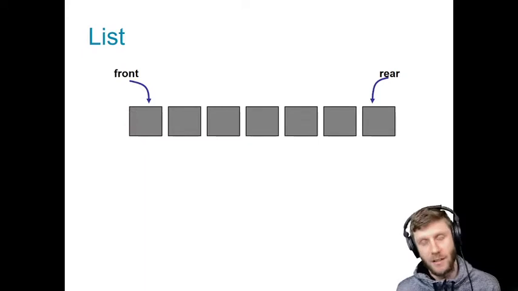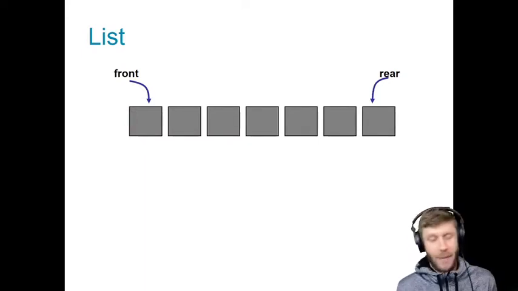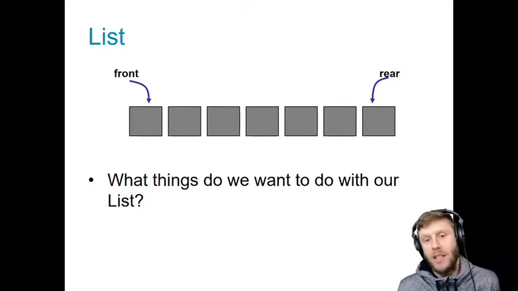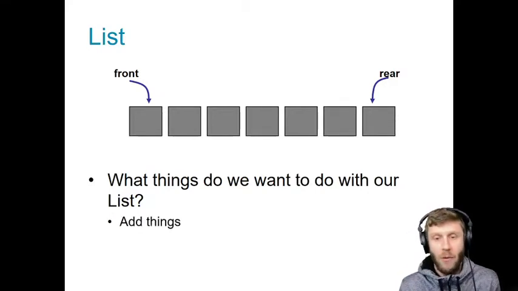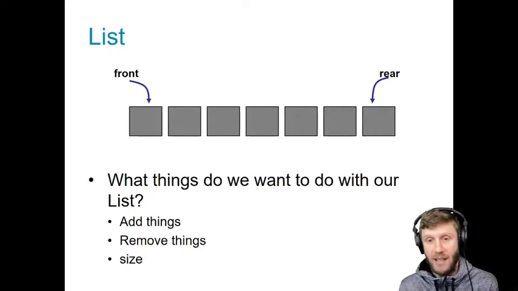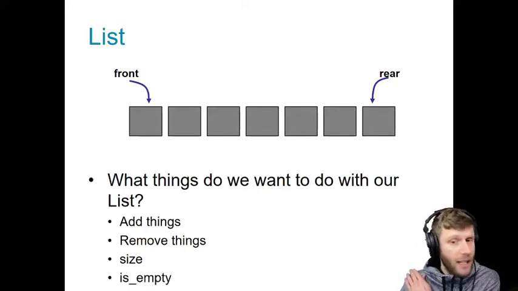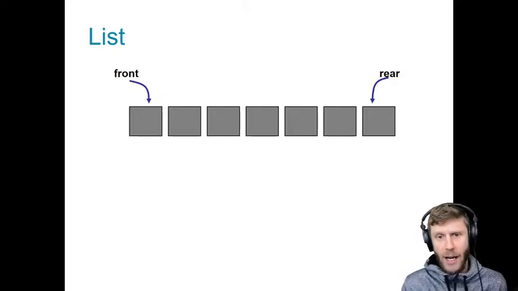So here's a list. You've got a front and an end. It might look a lot like a queue. And what things do we want to do with our list? Well, we want to be able to add things, remove things, get the size, is empty. Basically everything we've done with the other linear data structures we've done so far.